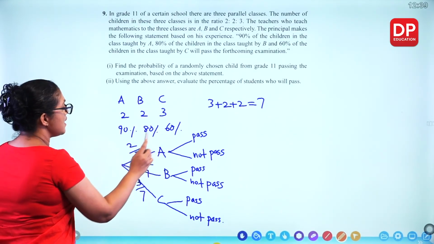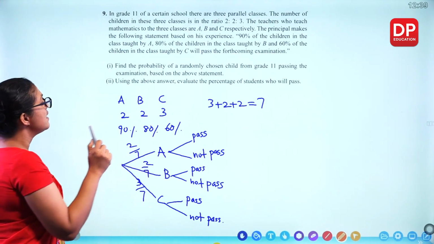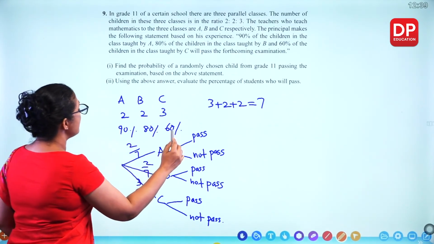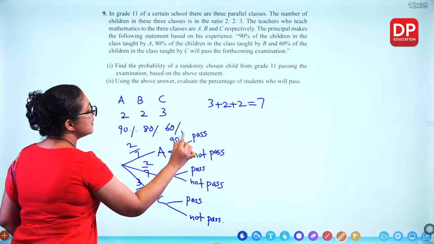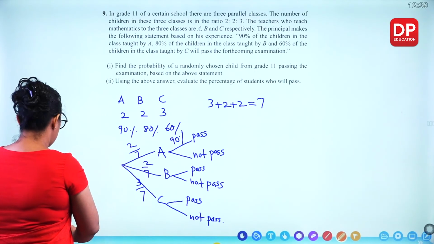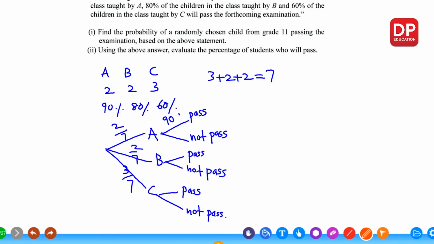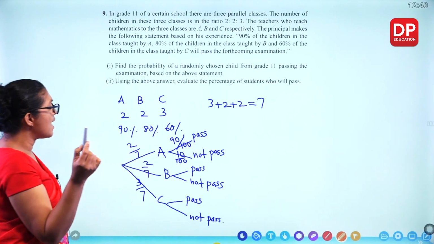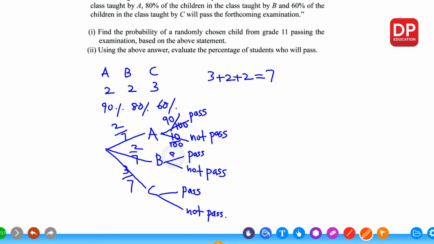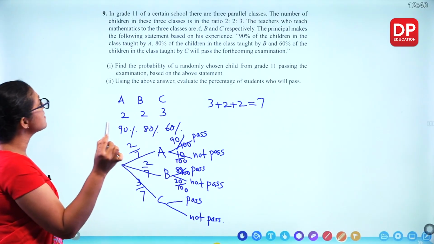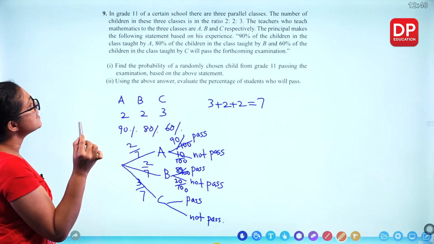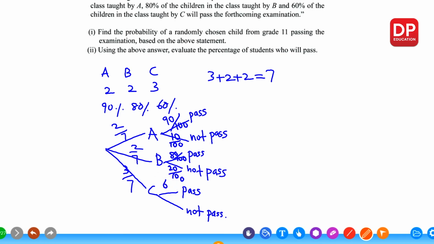So passing, if the student is in A class, passing rate is 90%. 90 over, so I'll write like as a fraction 90 over 100. So what is this? Becomes 10 over 100. B class, passing rate is 80%. So this is 80 over 100 and this is 20 over 100. C class, passing rate is 60% and then the failing rate becomes 40 over 100. So this is the tree diagram.